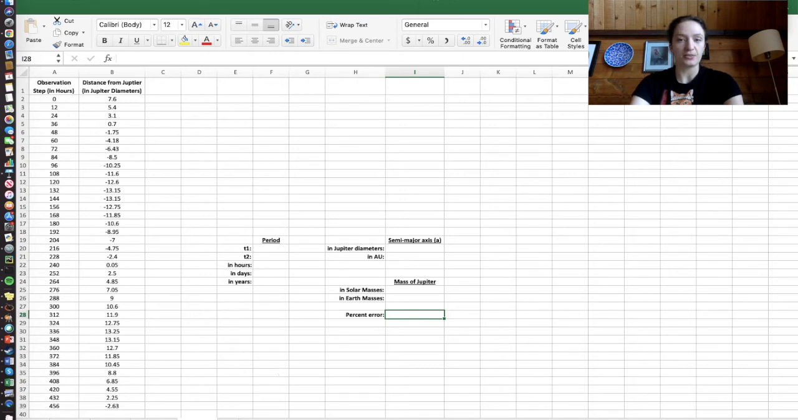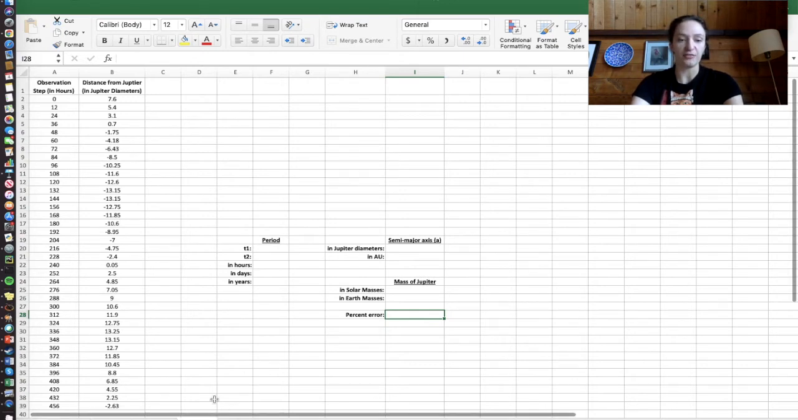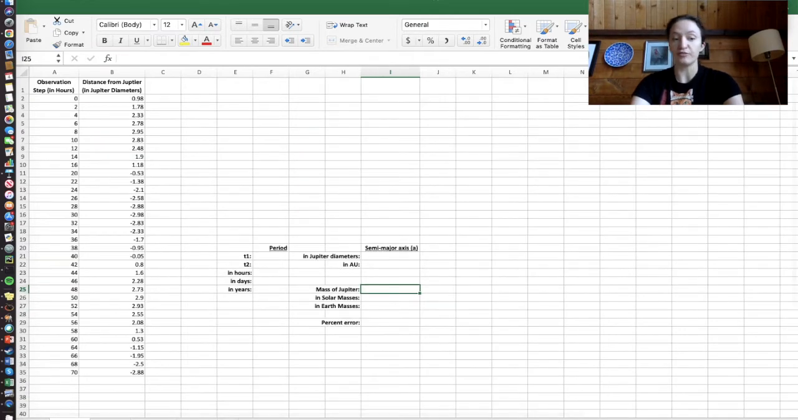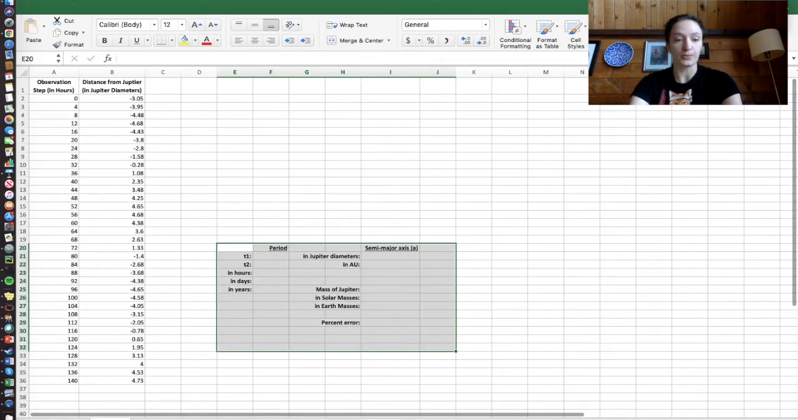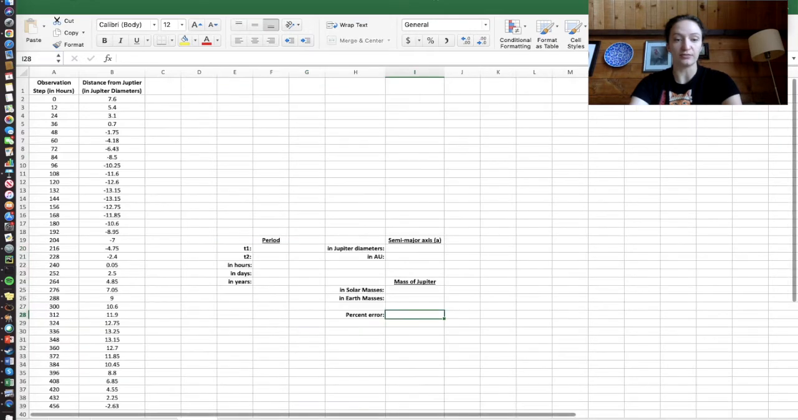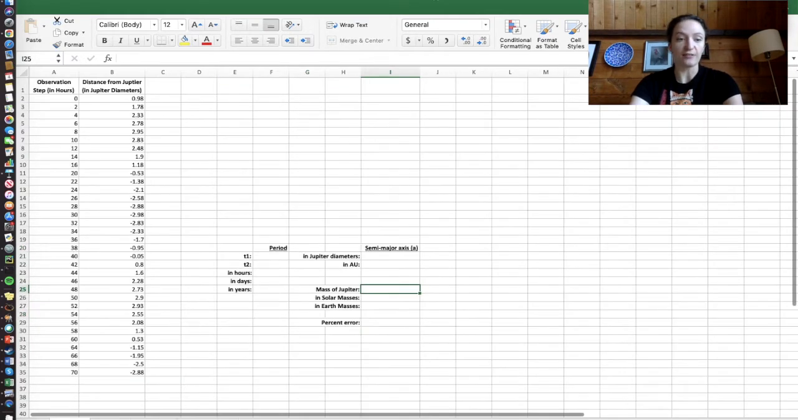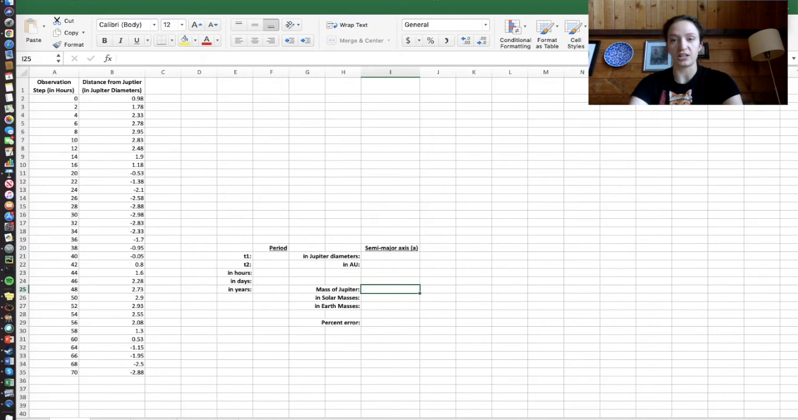But one last thing about the spreadsheet is down here at the very bottom left-hand corner, you have several tabs. You have one for Io, you have one for Europa, you have one for Ganymede, and you have one for Callisto. They all have different numbers, so it's important that you do all of them and you record the proper values in the proper spreadsheet. So with that, let's take a look at the lab.